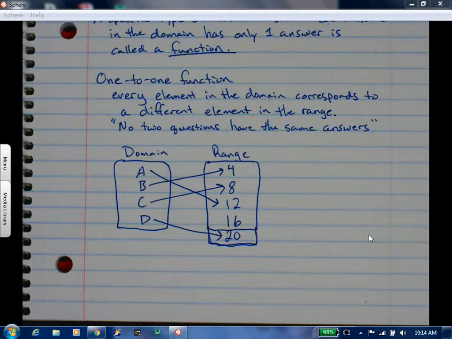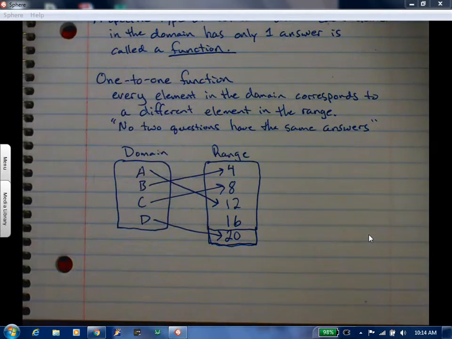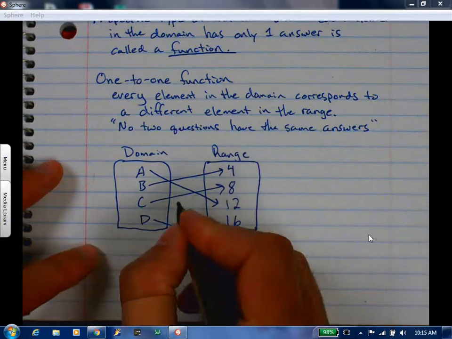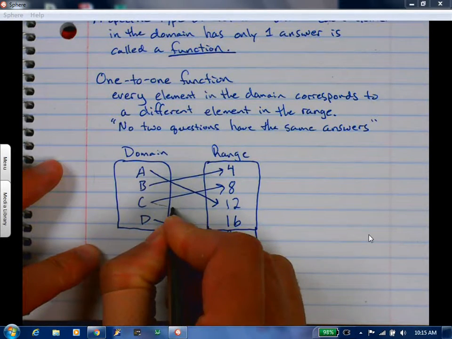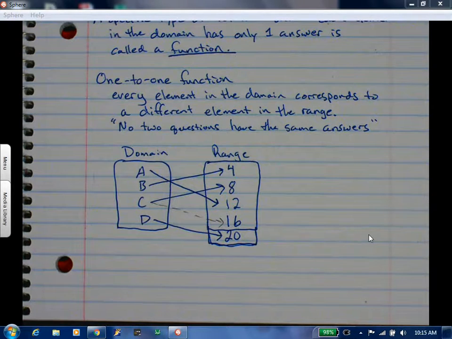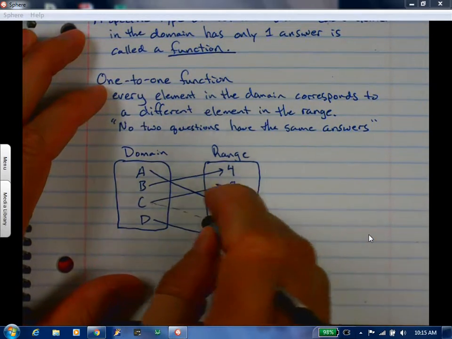Now don't write this. I'm going to write it in pencil and erase it. Something that wouldn't be a one-to-one function would be if I did that. Now how many arrows do I have going from C? 2. If I say, what's the number for C, how many answers could you give me? Is it one-to-one? No. That's what they call an into function.